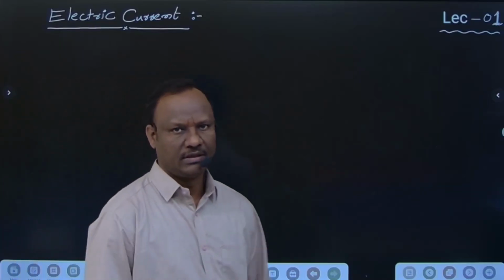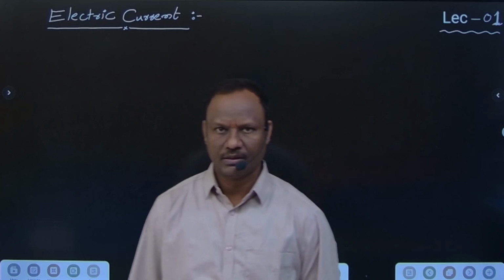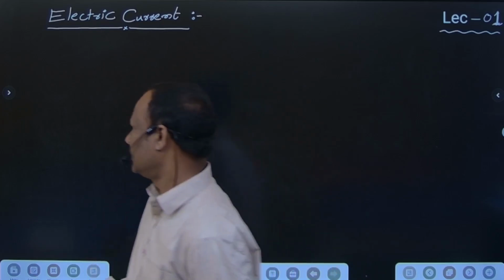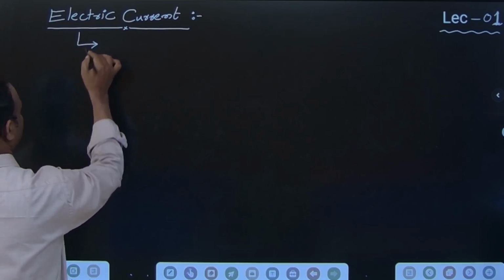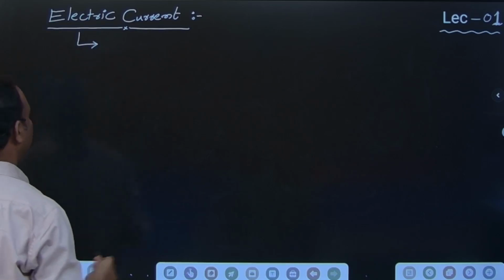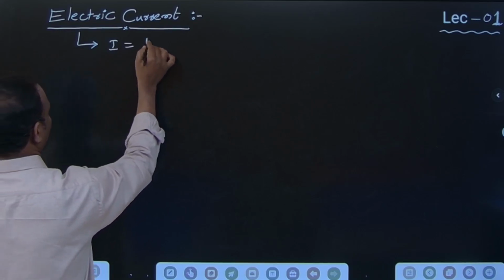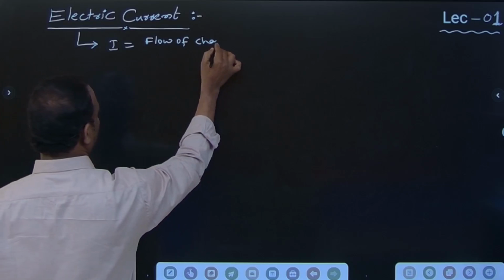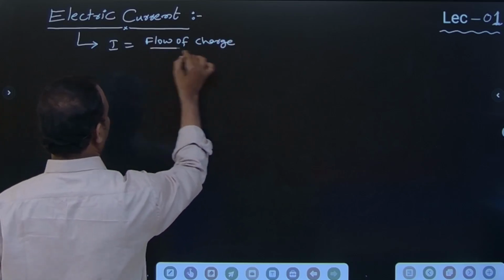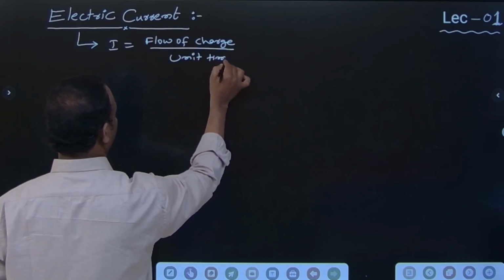Hello students, here we are discussing electric current. In the previous classes we discussed electric current. I is the flow of charge per unit time. Okay, so we can say it is the flow of charge per unit time.